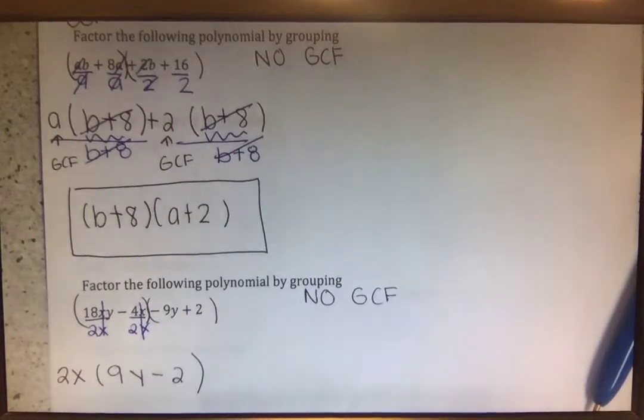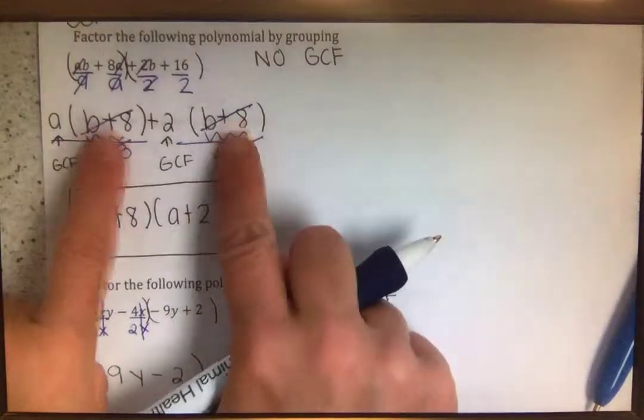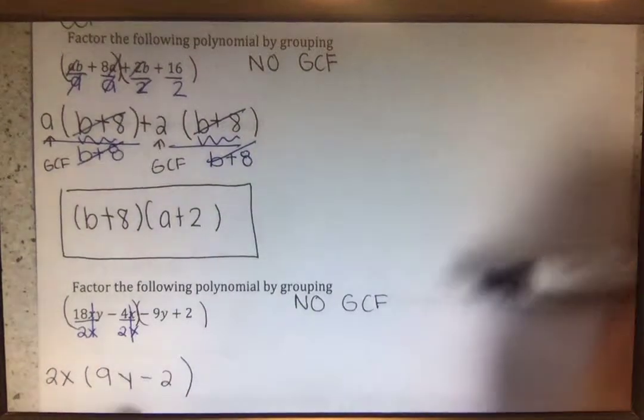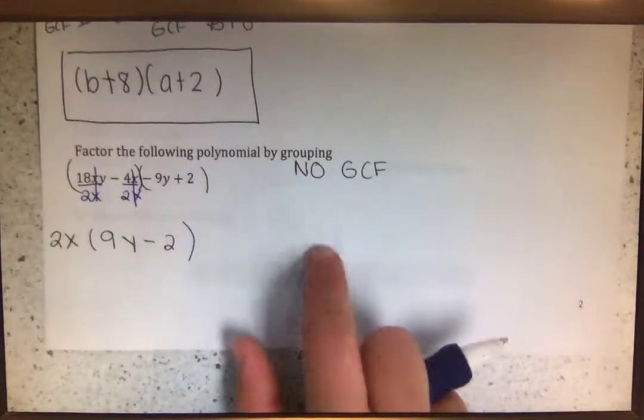Just like the previous problem, when these two are the same, they can come outside as a GCF. So if I have 9y minus 2, I know I want 9y minus 2 to be left over for my other factor.